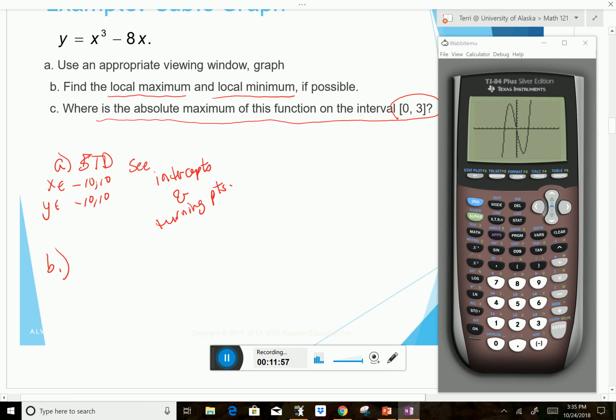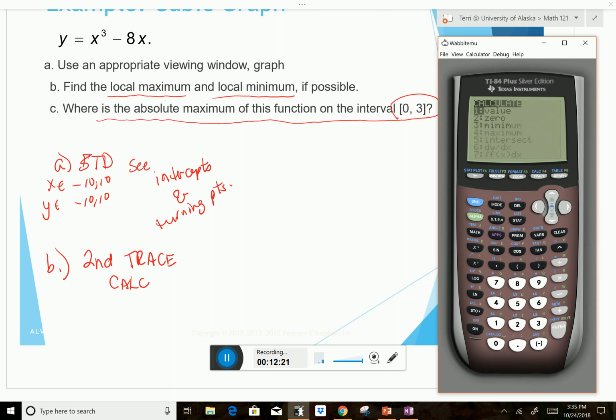So part B, find the local max and local min if it's possible. So it is. So our local maximum is right here. Our local minimum is right here. So we can use our calculator in order to find these. So remember, we're going to go second trace, not just trace. We go second trace to bring up calc. And I want to go to maximum, number 4.